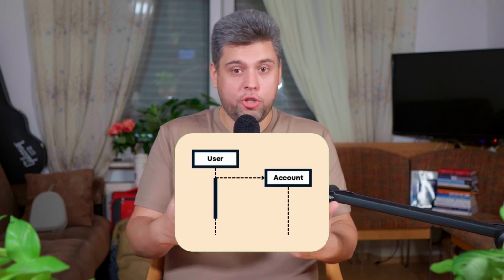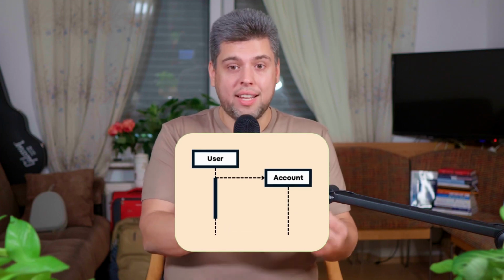A create message shows when one object creates another during an interaction. This is represented by an arrow pointing from one object's lifeline to a new lifeline. For example, in an e-commerce system, when a customer places an order, we might see a create message where the system generates a new order object.